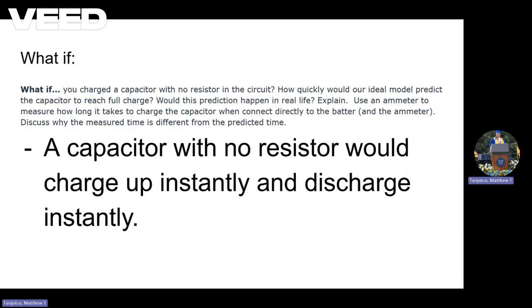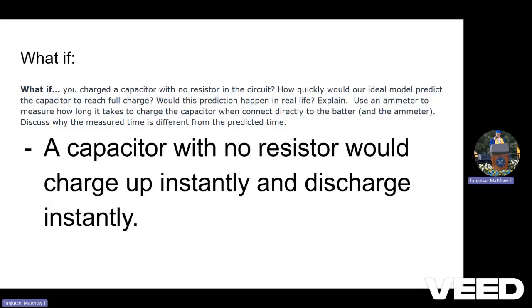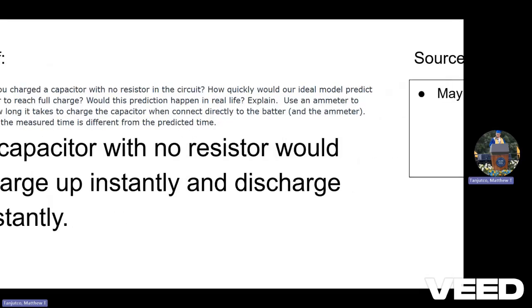Now, what if you had a capacitor with no resistor in the circuit? Well, theoretically, the capacitor with no resistor would charge up instantly and discharge just as instantly because there's no resistance. However, theoretically that makes sense, but in reality it wouldn't, because the wires themselves have resistance. So there'd still be some time between the capacitor charging and discharging.